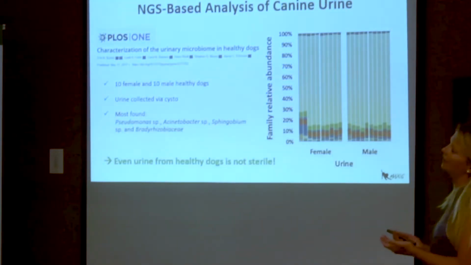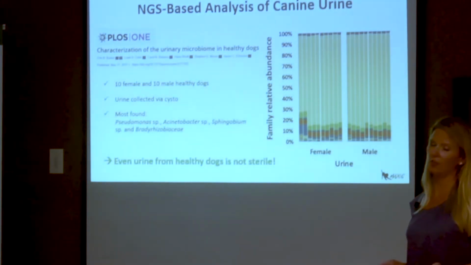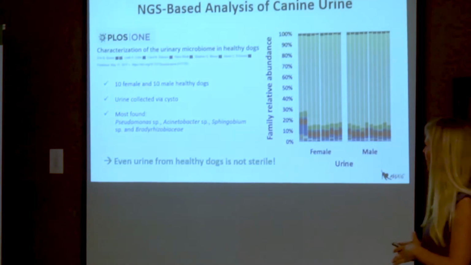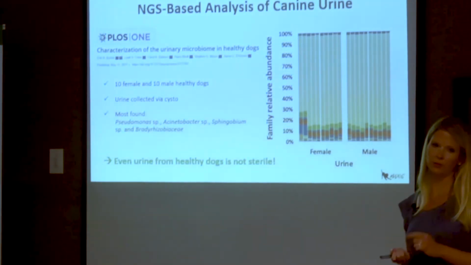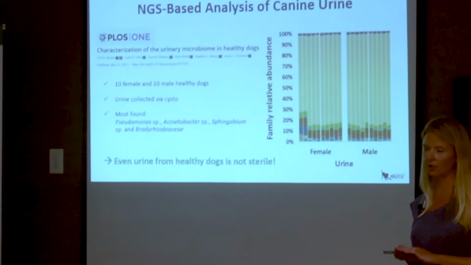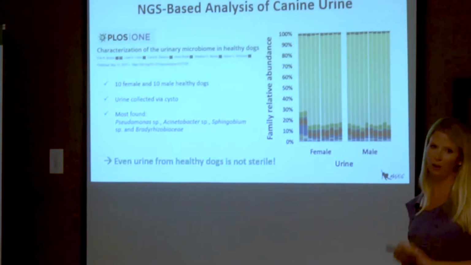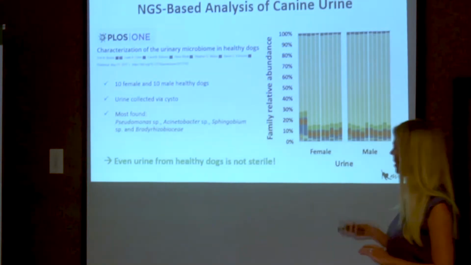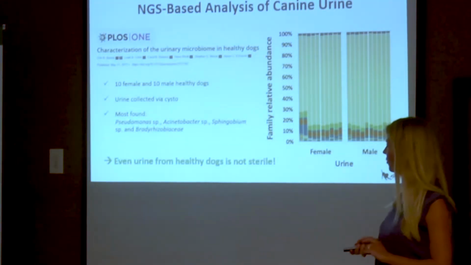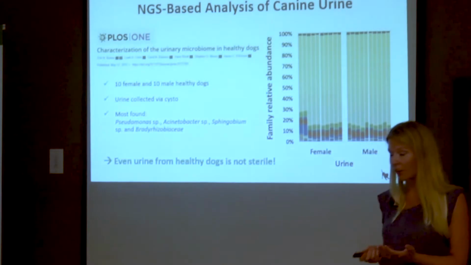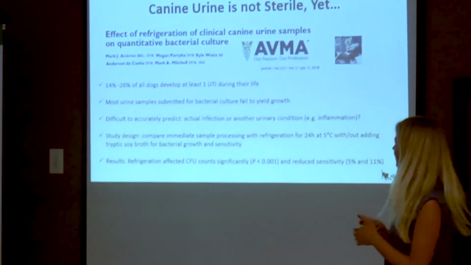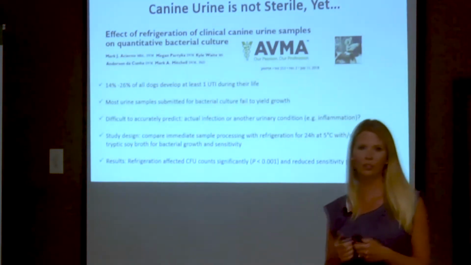And with that, I would like to start with the fact that dog urine, or any kind of urine, is never sterile, because we can detect all those microbes in there. We find that even urine from healthy animals collected via cysto is full of bacteria and fungi. Most commonly found are Pseudomonas, Acetobacter, and Sphingophobium. So it's never sterile, but yet there are so many papers out there looking at different ways to culture urine.